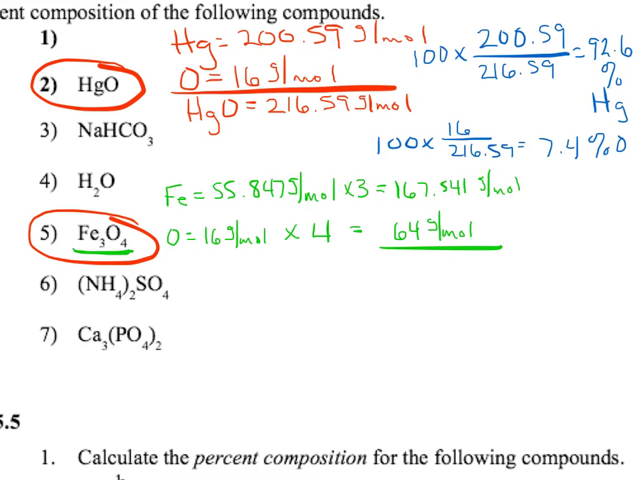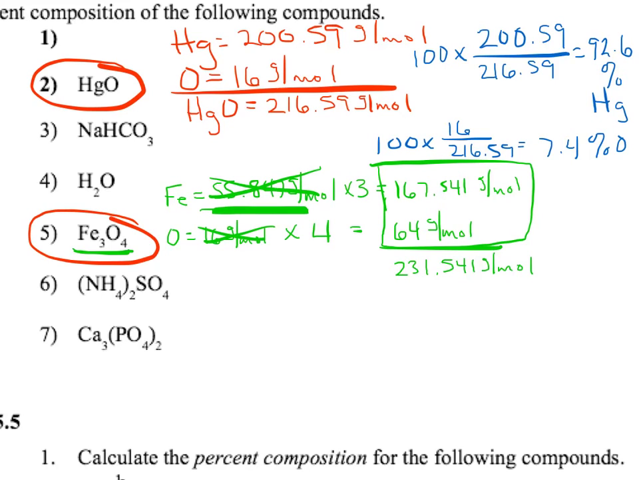When we add those two things together, we get 231.541 grams per mole. So the total molar mass of that compound is 231.541 grams per mole. Now, when we divide to find the percent composition, we need to use these numbers here, not these numbers here. We're not going to use those for percent composition because this talks about 1 mole of iron. This talks about how much iron we have in our compound.